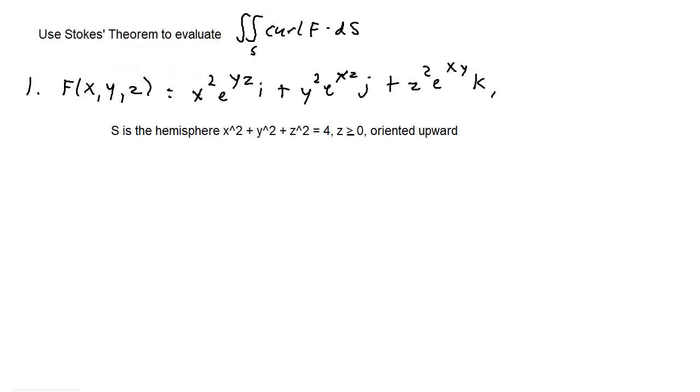So for this next problem, let's go ahead and use Stokes Theorem to evaluate the double integral described by the surface S of the dot product of the curl of f and dS. So for number one, we have f of x, y, z equals x squared e to the yz times i plus y squared e to the xz times j plus z squared times e to the xy times k. And then S is going to be the hemisphere, x squared plus y squared plus z squared equals 4, where z is greater than 0 and it's oriented upward.